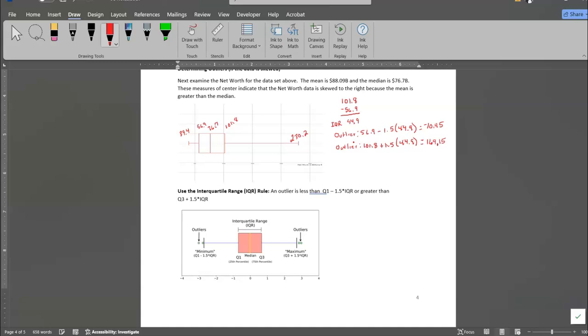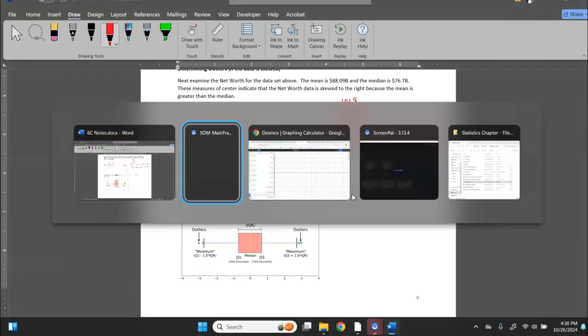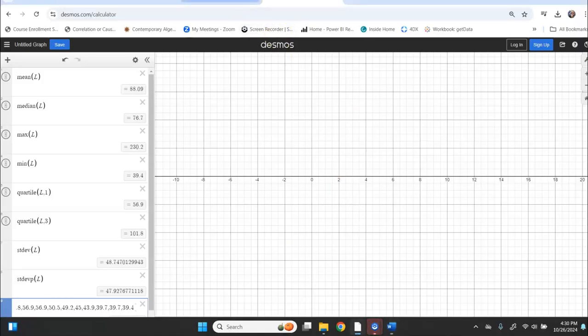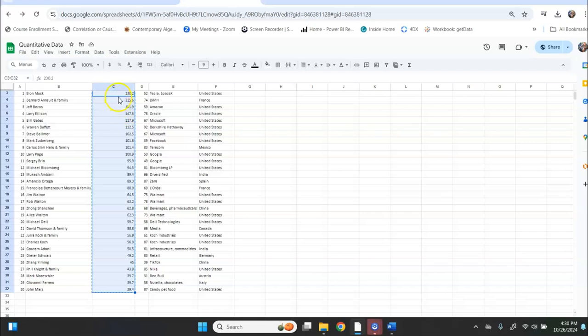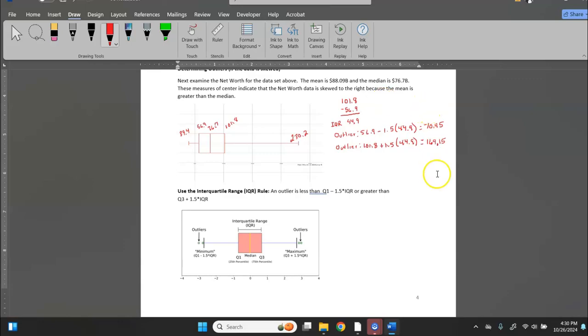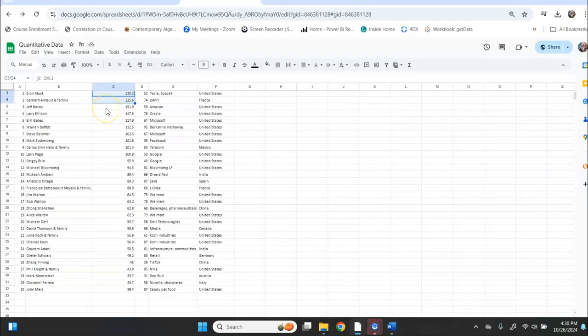So now we look at our data set, and our data set is in order, so that's nice. So any number that's greater than 169.15, and here we have two values, both of these values are above our 169.15, so we have two outliers in this data set.